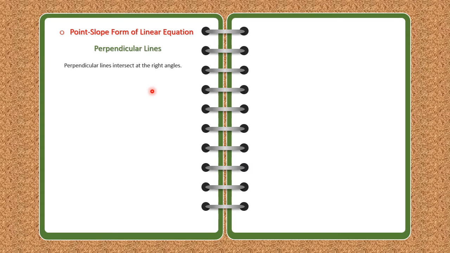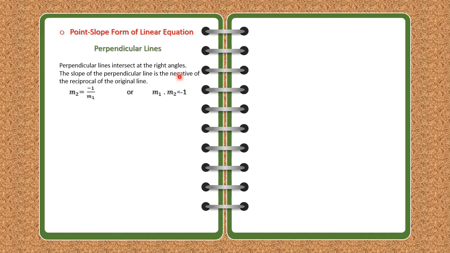Perpendicular lines. Perpendicular lines intersect at right angles, meaning if two lines intersect, they form an angle equal to 90 degrees. For perpendicular lines, if you take the slope of each line and multiply it by the slope of the other line, it will give you -1.